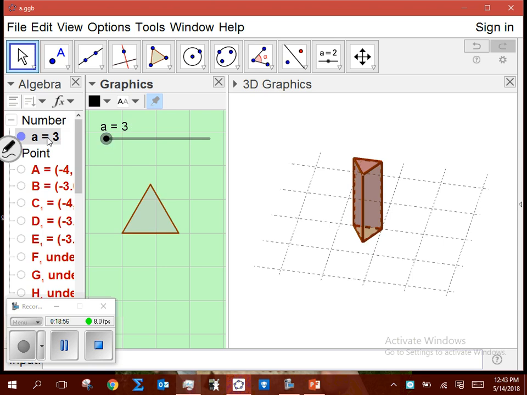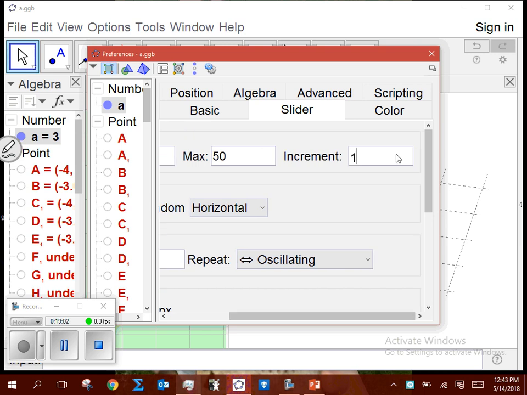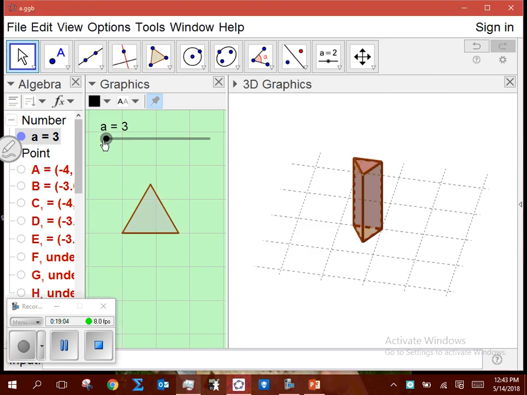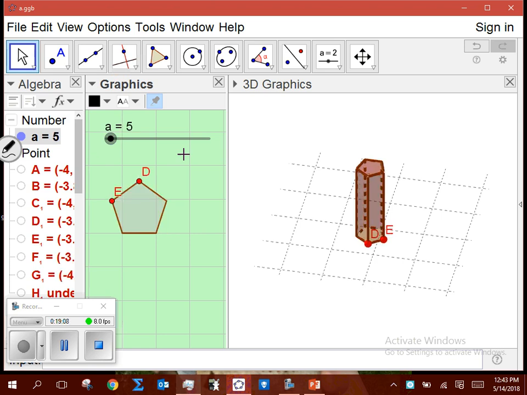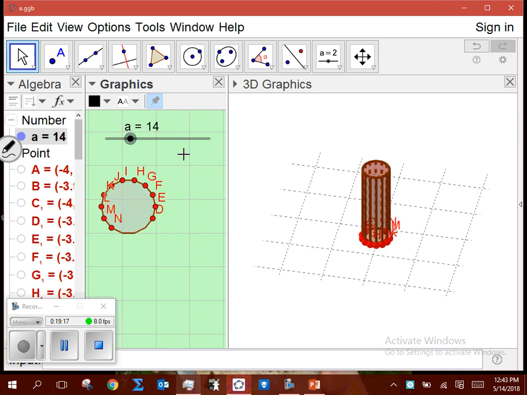Hold on a second. Object properties. I had to go by ones. It's going by. All right, so rectangular prism, pentagonal prism, hexagonal prism, heptagonal prism, octagonal prism. Okay, and I can keep going, right? Now it's still a prism.